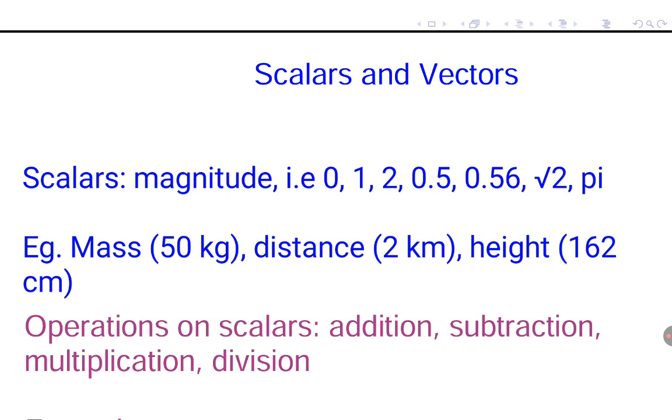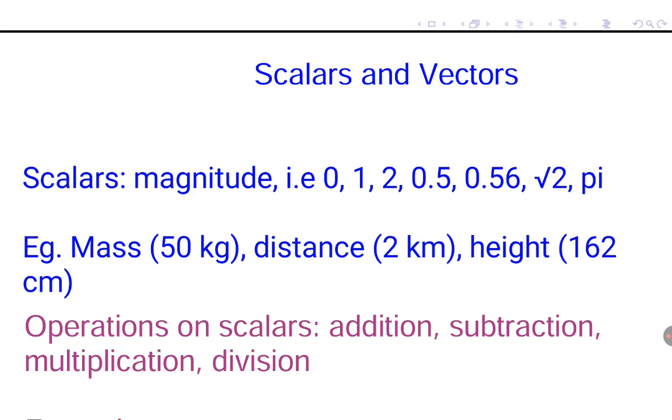And of course, there is a unit. For example, if you talk about mass, let us say approximately your mass, it should be around 50 kg, 60 kg, let us say 50 kg. So kilograms is the unit for mass. Mass is a scalar quantity, it has a magnitude in kilograms.